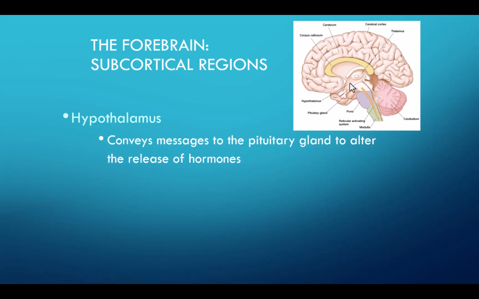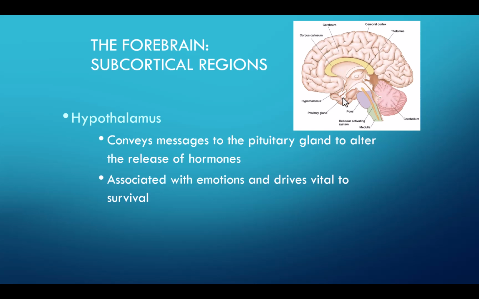It's going to convey messages to the pituitary gland, which kind of dangles down here, and it alters the release of hormones. So the pituitary gland makes some of its own hormones. Some of the hormones that the pituitary gland releases are made in the hypothalamus and sent to the pituitary gland, but ultimately the hypothalamus tells that pituitary gland when to release those hormones. And remember, the pituitary gland is an endocrine gland that releases hormones into the bloodstream, and those hormones then travel a great distance, or can travel a great distance, to have their effect.